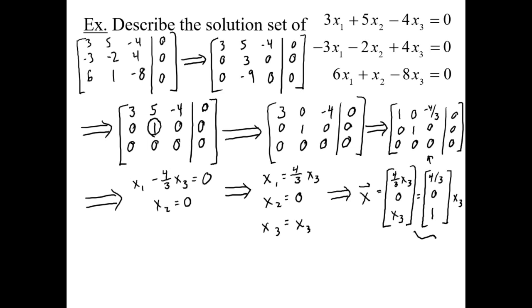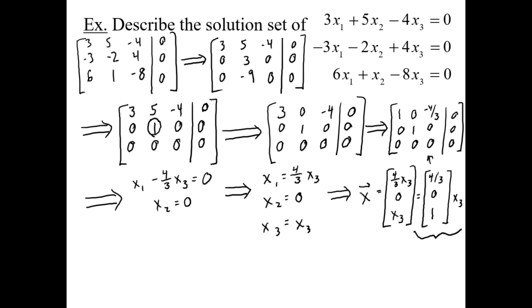Okay, we're going to talk about the solution in just a minute. But the idea here is that my solution vector can be written as this vector, 4 thirds, 0, 1, times some variable x3. And x3 can be anything. X3 could be 0. If x3 was 0, that would be our trivial solution. X3 could be anything, right? X3 could be 3, and then the fractions go away, which would be nice.